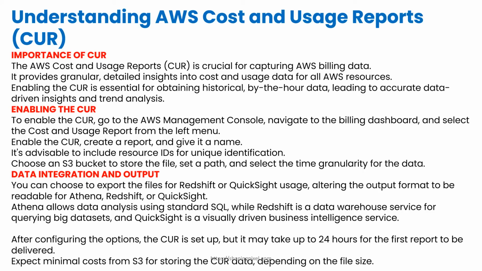Understanding AWS cost and usage reports. The AWS cost and usage reports, CUR, is crucial for capturing AWS billing data. It provides granular, detailed insights into cost and usage data for all AWS resources. Enabling the CUR is essential for obtaining historical by the hour data, leading to accurate data driven insights and trend analysis. To enable the CUR, go to the AWS Management Console, navigate to the Billing dashboard, and select the cost and usage reports from the left menu.